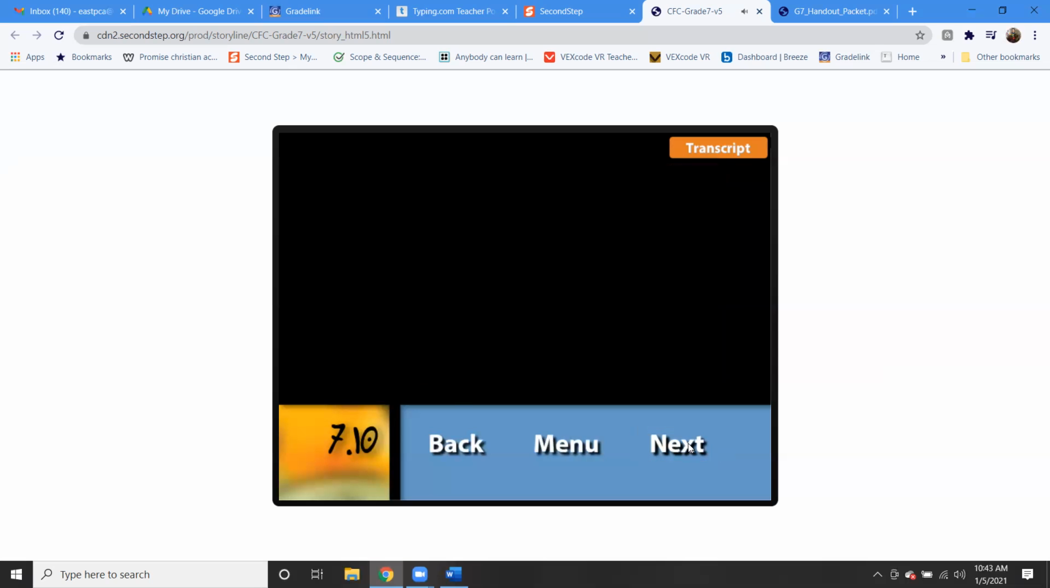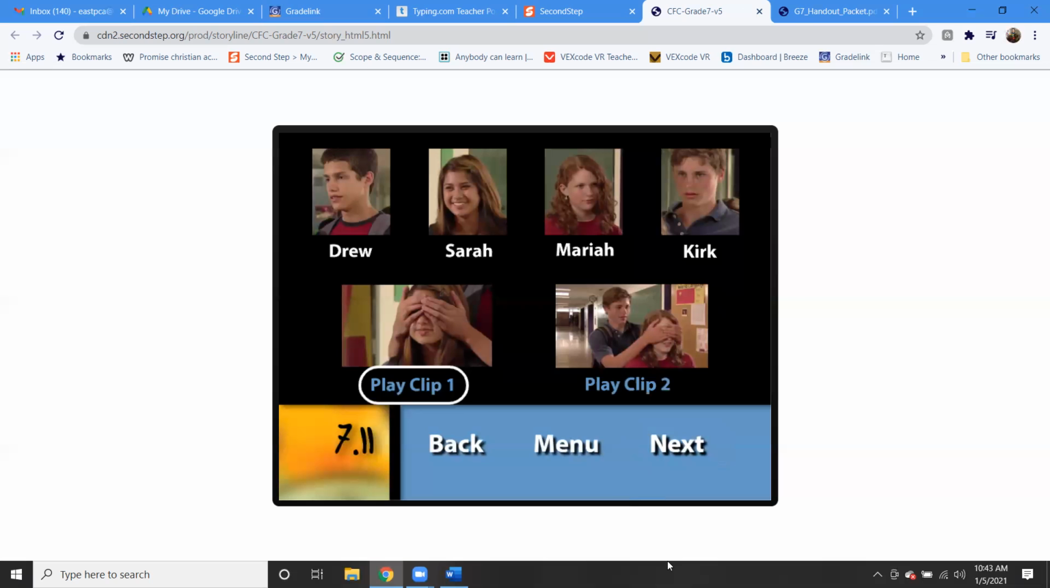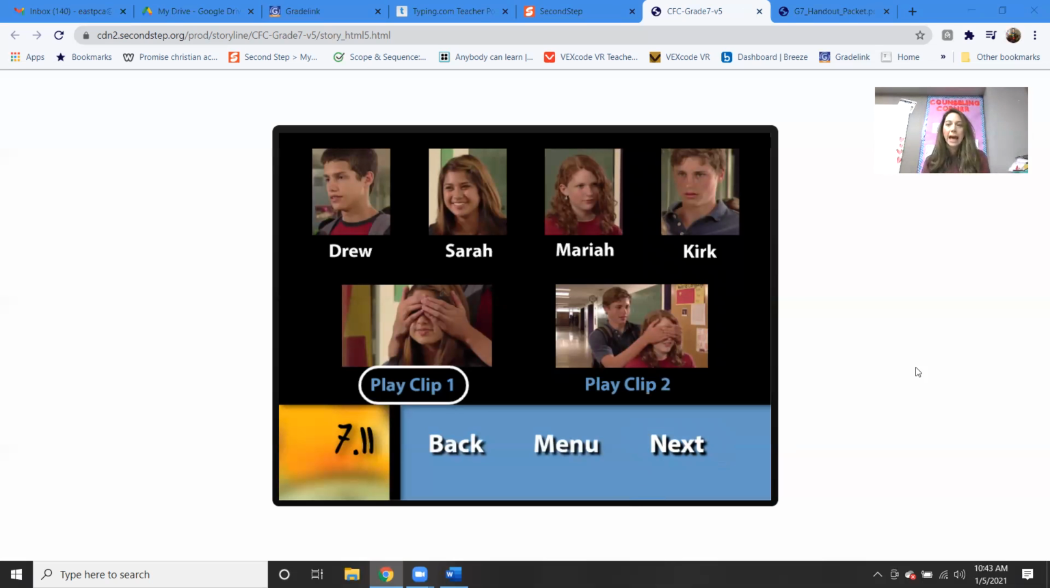Okay, so what we're seeing in the video are these kids, right? And so they're in the hallway. And so in the first scenario with these two kids, Drew and Sarah, it seemed like they were both just kind of joking around, kind of having fun with it. And it didn't really seem like there was any harassing going on, right? But then with Mariah and Kirk, she made it clear that she didn't want that. And he still kept going at it, right? And then he touched her, right? And she did not want that, right?